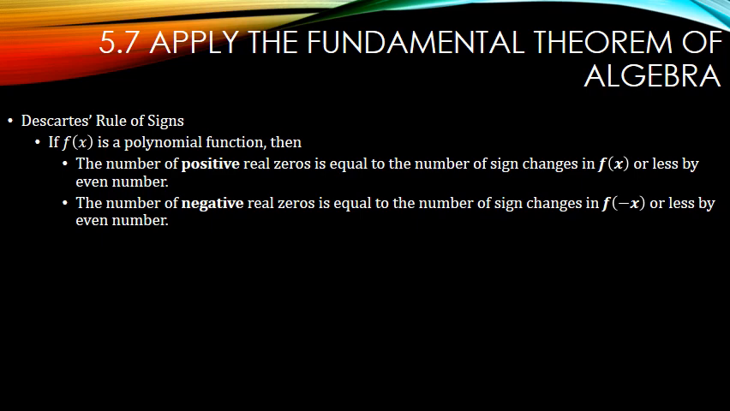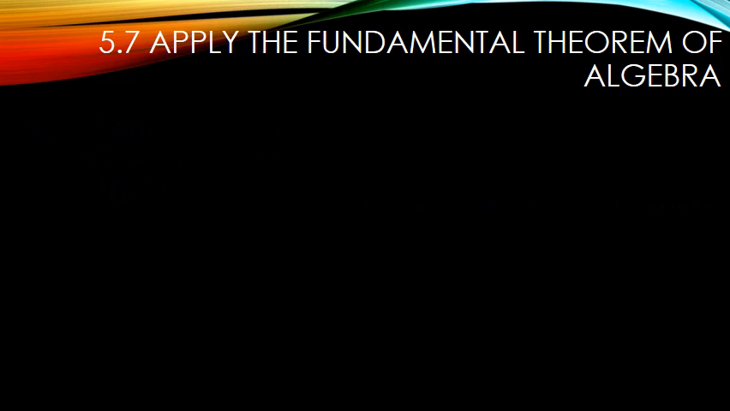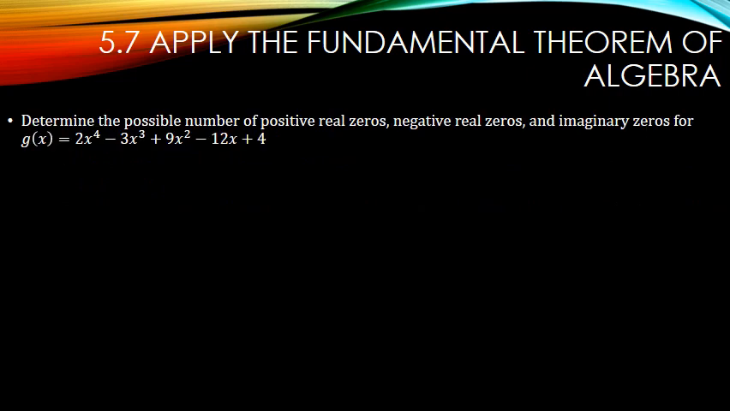The number of negative real zeros is equal to the number of sign changes in f of negative x, or less by an even number. Notice the two statements are different only in positive and negative, and f of x and f of negative x. Let's use Descartes' rule of signs to determine the possible number of positive real zeros, negative real zeros, and imaginary zeros for this function.